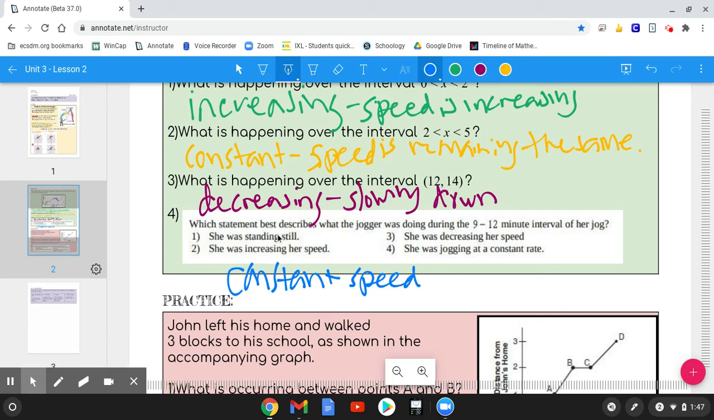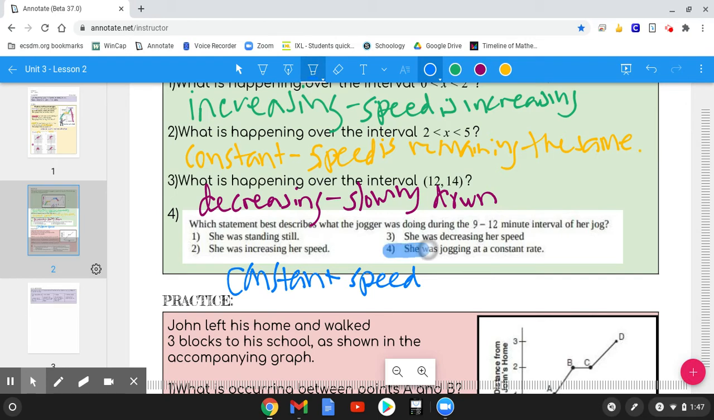If she's standing still, will her speed be constant? Was she increasing her speed? Would that mean her speed is constant? Was she decreasing her speed? Would that give us a constant speed? Or was she jogging at a constant rate?